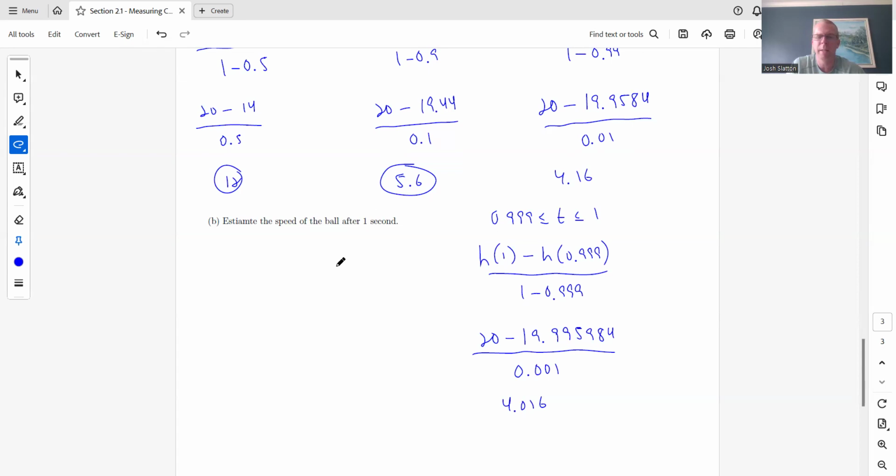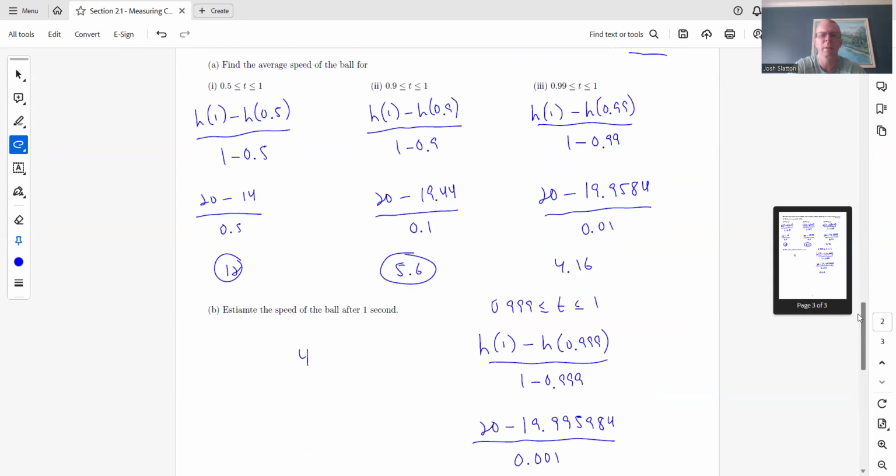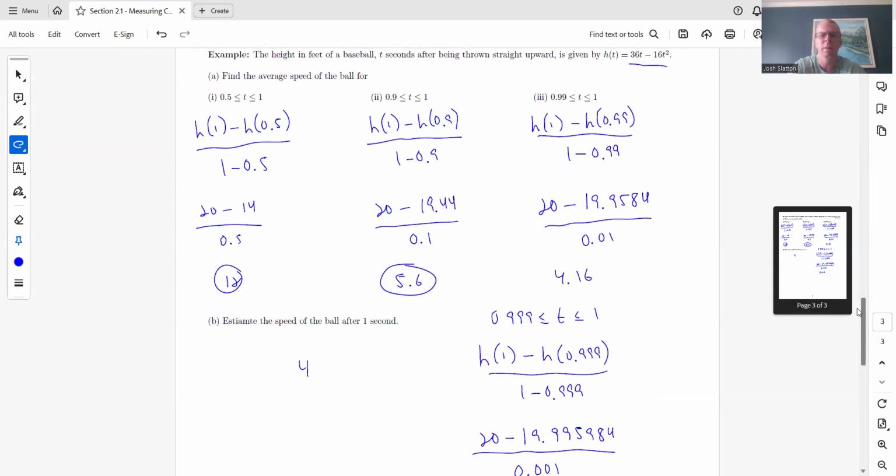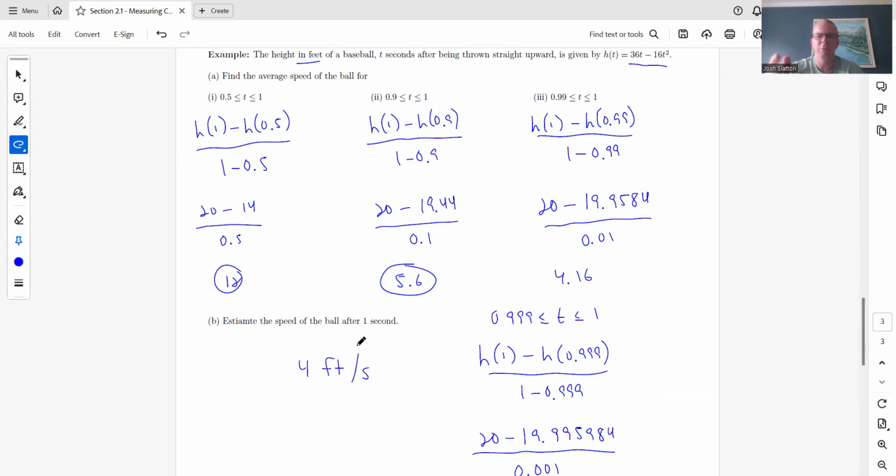But let's estimate the speed of the ball. Since we're getting closer and closer to 4, the speed of the ball after 1 second would be 4 feet per second. Height is measured in feet, and time is measured in seconds. That's the basic idea. We're looking at the average rate of change and shrinking that interval down, and then we can make a guess, a reasonable estimate, for the instantaneous rate of change.